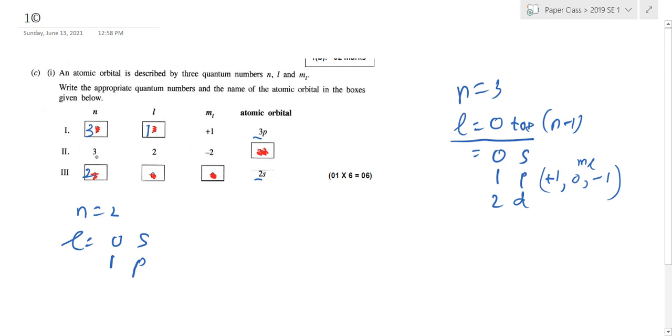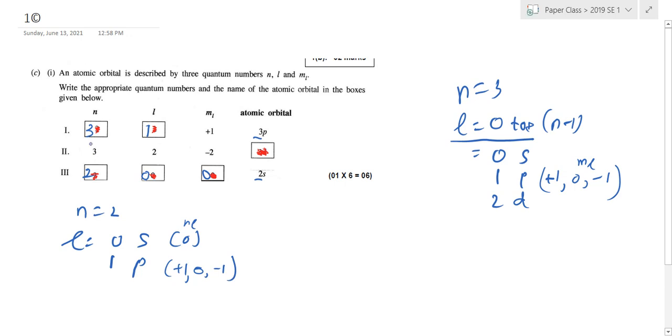What are they asking? I did this third one wrongly. Okay, they ask for the l number and the ml number. 2s is given, it means the l number is 0, and this one also 0. For this one, only 0 is the ml value. For p, there are plus 1, 0 and negative 1.